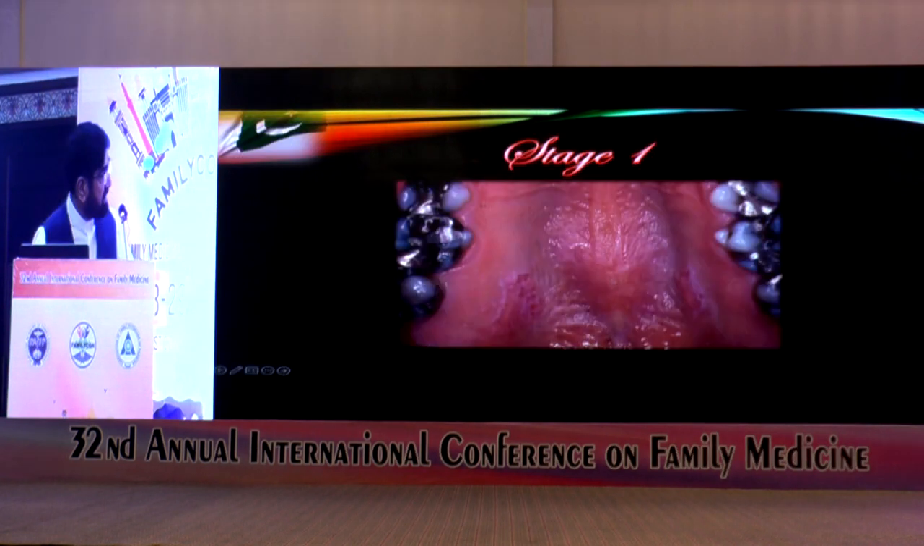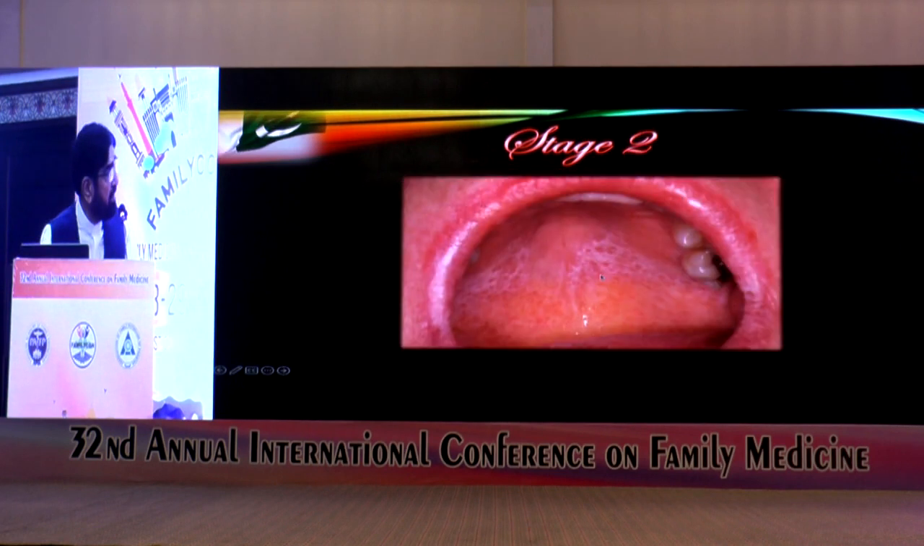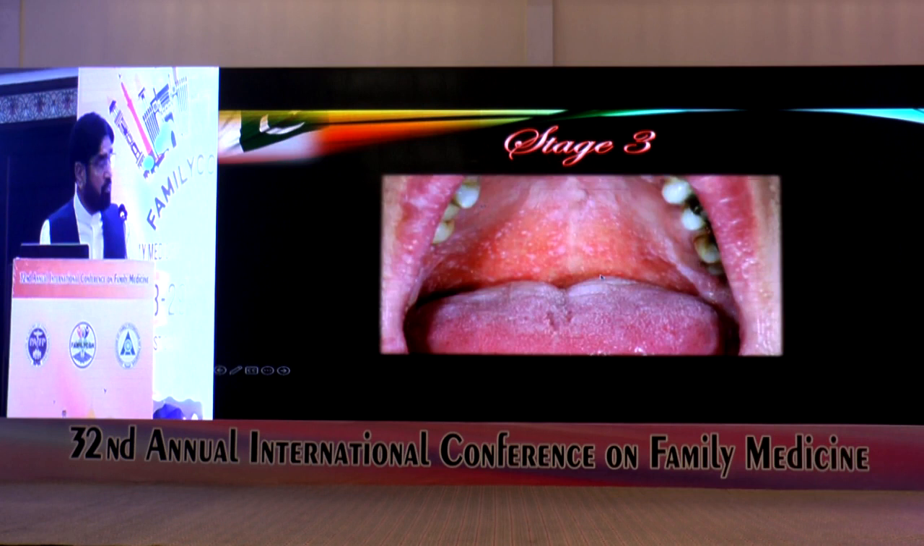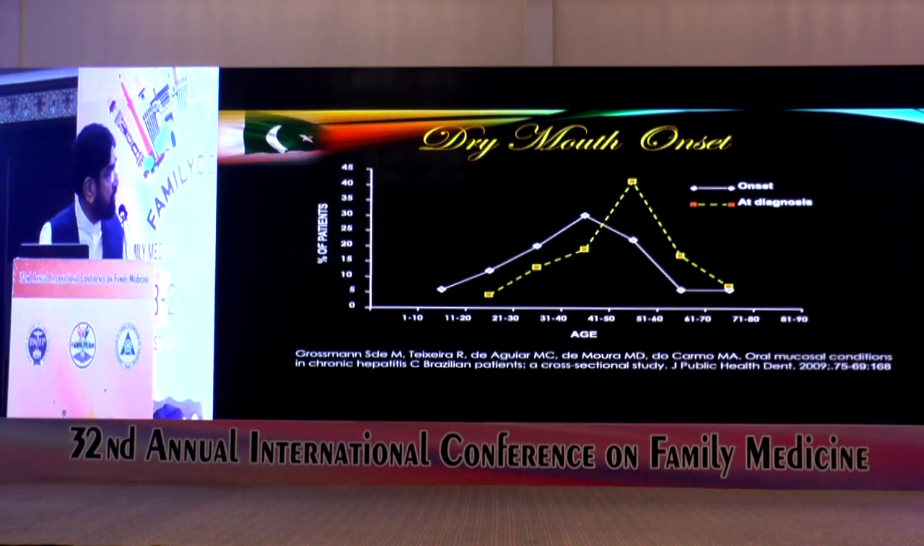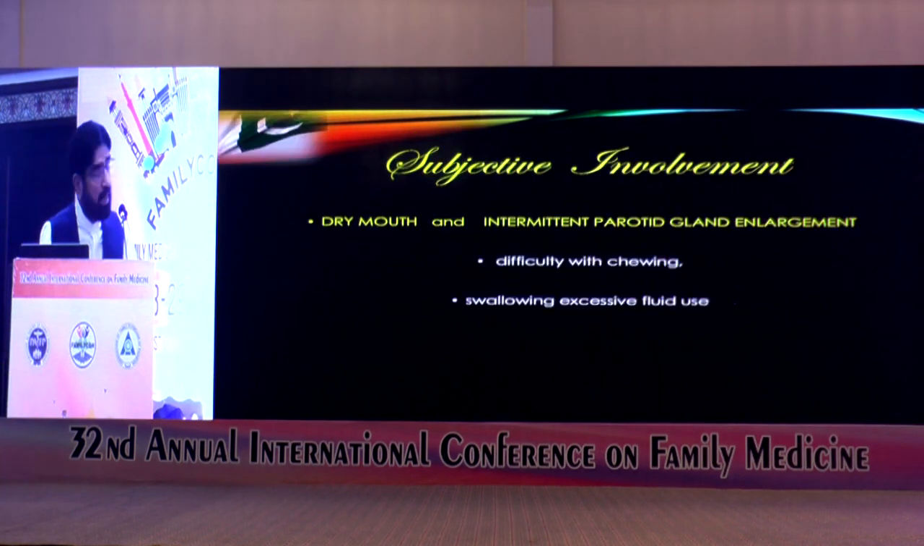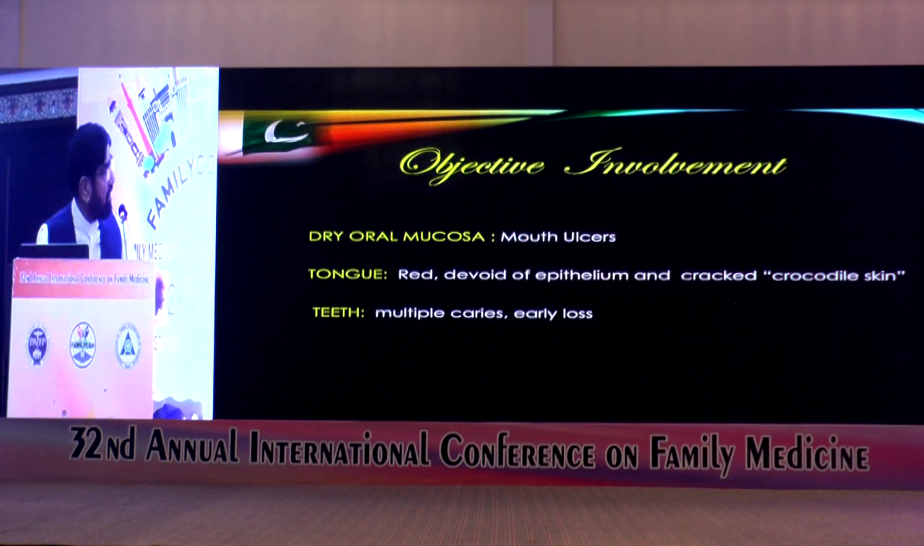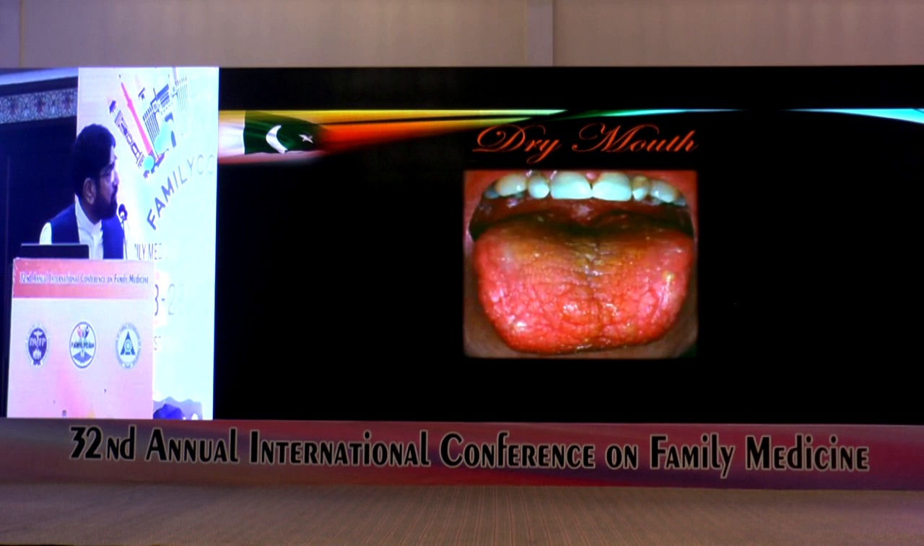Now, when we see the palate, in the initial stages it is on the lateral side. Then it is going to spread to the middle. Then it is going to involve the soft palate. And then we see the dry mouth, which is very common from 40 to 60 years of age in people. And here we generally see the tongue with a crocodile type of appearance.